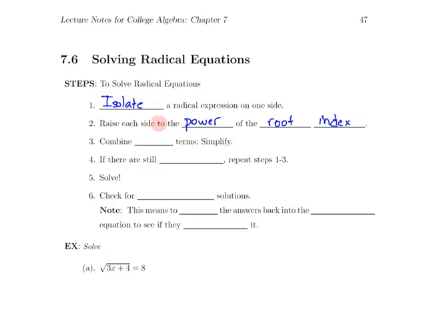Once you do this, that gets rid of the radical that you have isolated, and you combine like terms and you simplify. If there are still radicals after the first 3 steps, say for example that you had 2 radicals in the equation, the first 3 steps will eliminate one of them. So in order to eliminate the other, you will go back and repeat steps 1 through 3. You do this until there are no more radicals, at which point you have a type of equation that you already know how to solve.